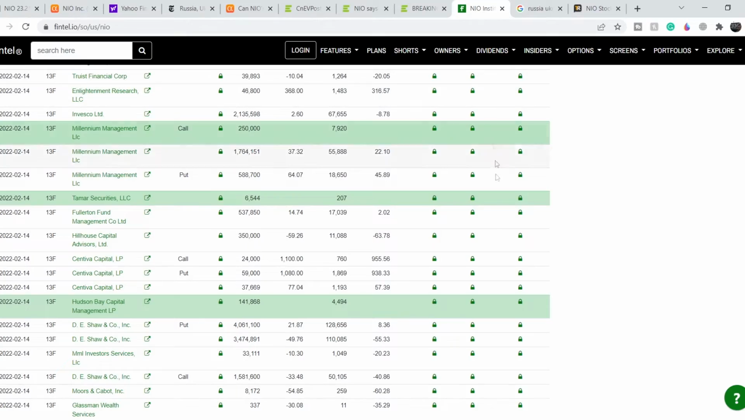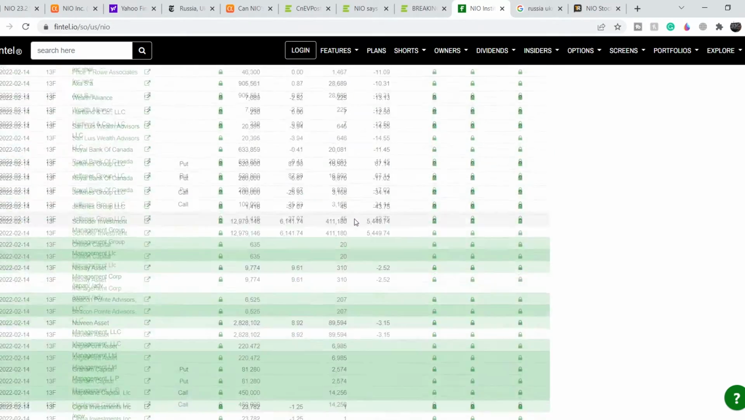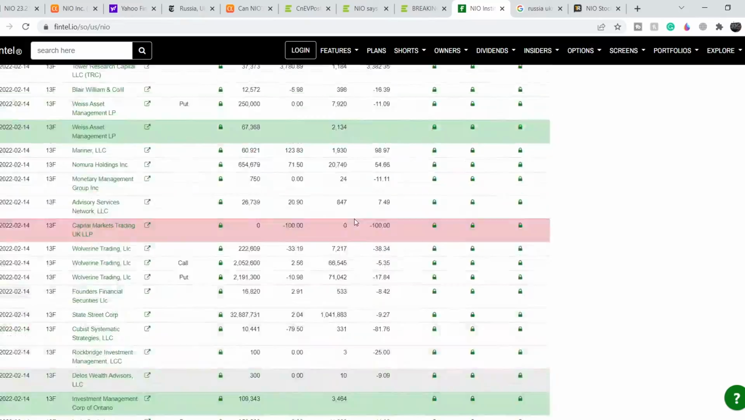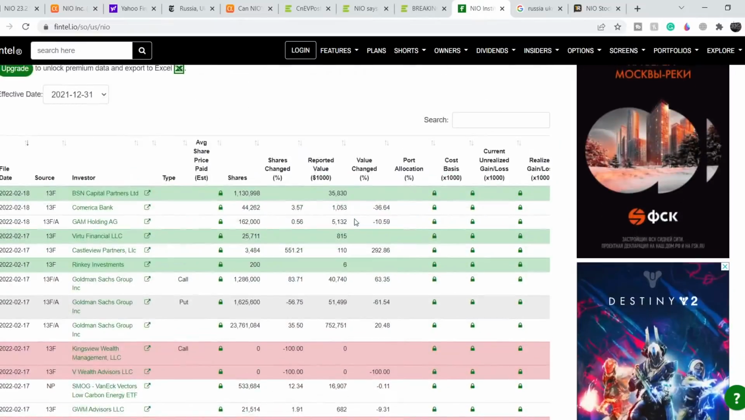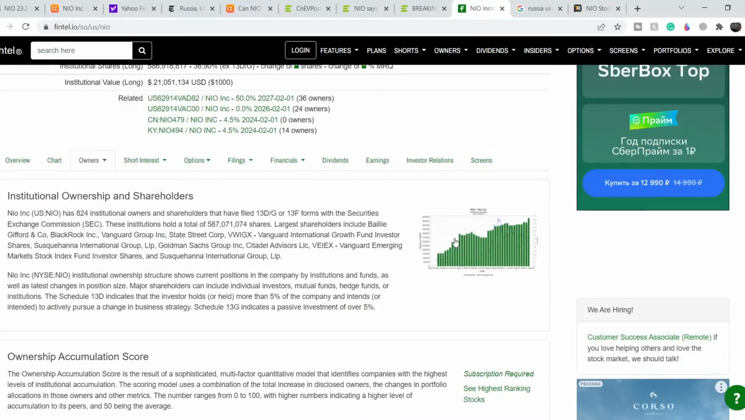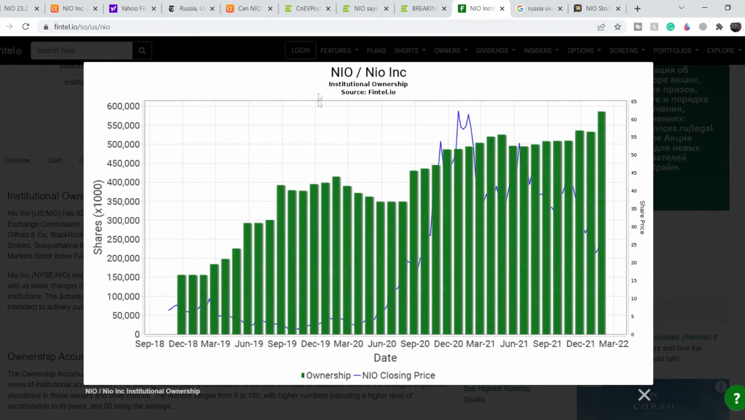On top of that, let me show you right here on the smart money list we have a lot of new green rows, and green rows represent new positions that were opened just recently. Let me show you the bigger picture right here. On this chart you can see the institutional ownership of NIO stock, and the latest bar has a huge increase in its value. This means more and more institutional investors opened new positions or added to their existing positions last month, and it is a very good sign from the fundamental standpoint.